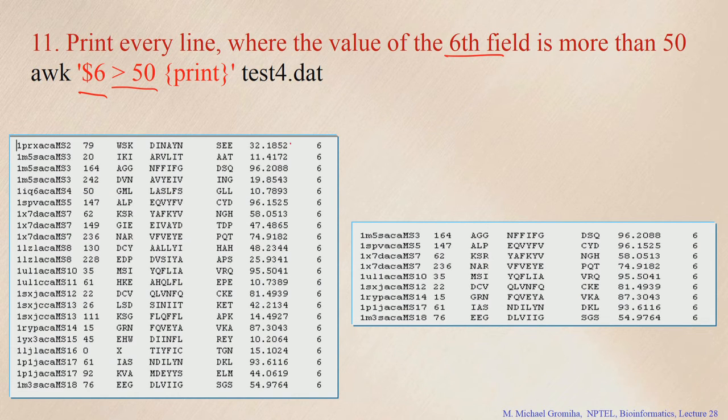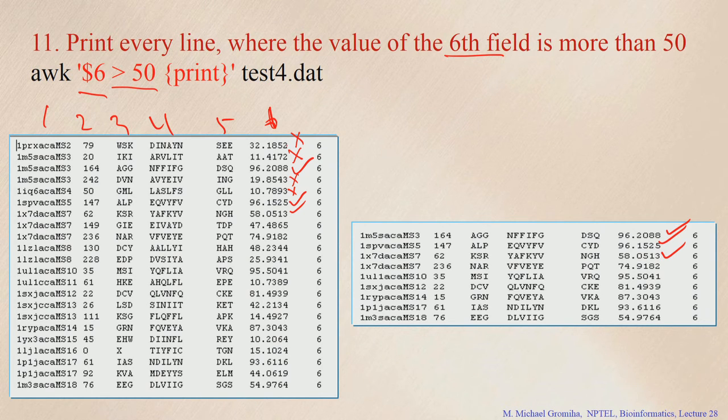Is this more than 50? No. This is $6, 1, 2, 3, 4, 5, 6. Is the second more than 50? No. The third one? Yes. Then again this no, this 6. You can see the same way: 96 is present here, and again the next 96 is present here, and 58 is present here. So, you can see the values which are more than 50.